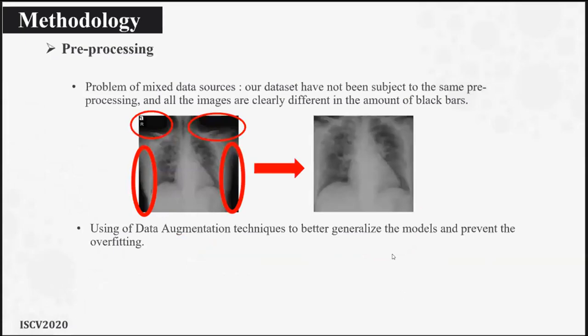Now let's move to the next part of the methodology, pre-processing. As you can see, in this pre-processing we have the problem of mixed data sources that we have mentioned before. Our data have not been subject to the same pre-processing, and all images are clearly different in the amount of black bars.